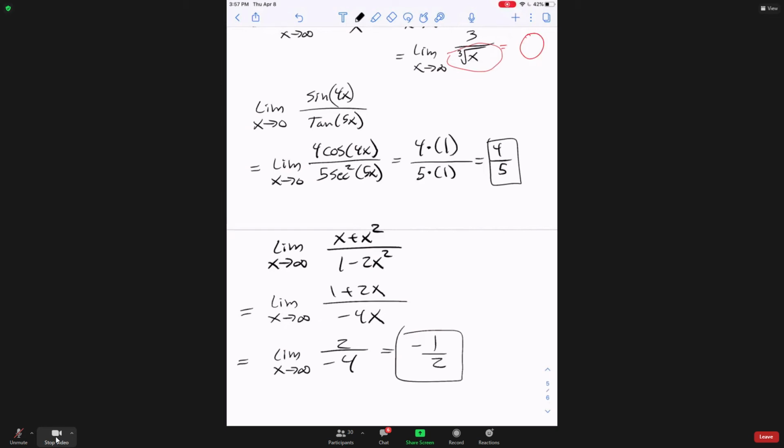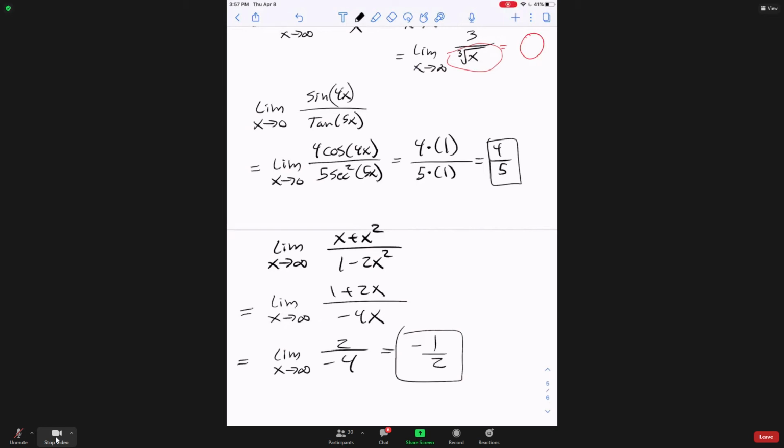On a test, you could have done it either way as long as you stated it. If you did it the first way, you just say, hey, it's a polynomial over a polynomial, so I took the ratio of the leading coefficients. And that would be perfectly fine. All right, before I talk about indeterminate form, let's do one more here.